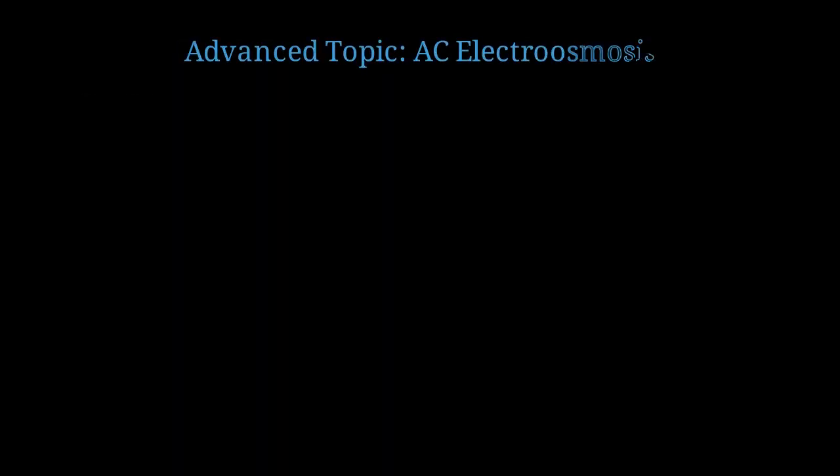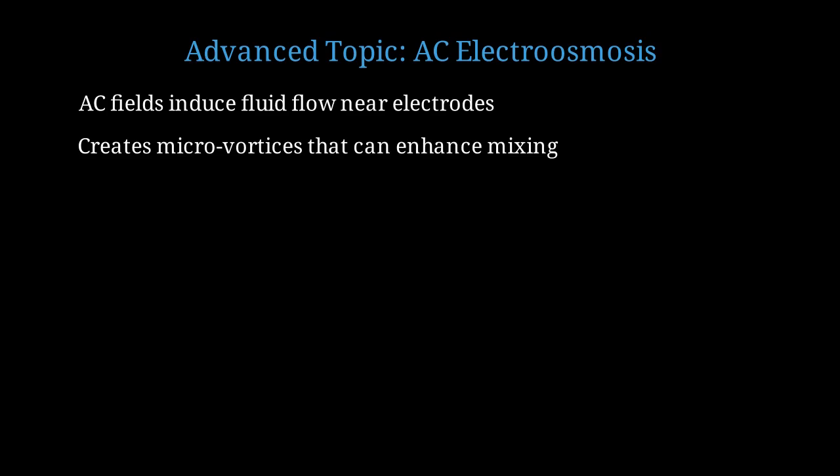There's a related phenomenon called AC electroosmosis that often occurs alongside dielectrophoresis. Understanding this is important for device design. When we apply AC fields to electrodes in an electrolyte, we induce fluid flow near the electrode surface. This is caused by interactions between the field and the induced double layer. This creates microvortices that can actually be useful for enhancing mixing, but can also interfere with DEP manipulation if not controlled. The key point is that AC electroosmosis scales differently with frequency than DEP. At low frequencies, electroosmosis dominates, while at high frequencies, DEP dominates.